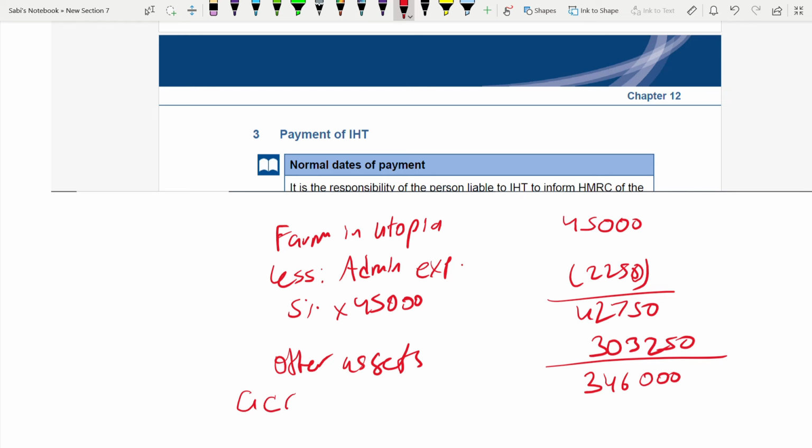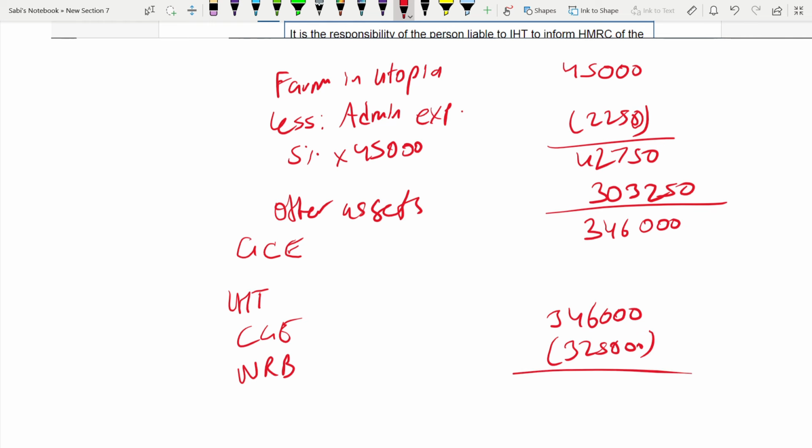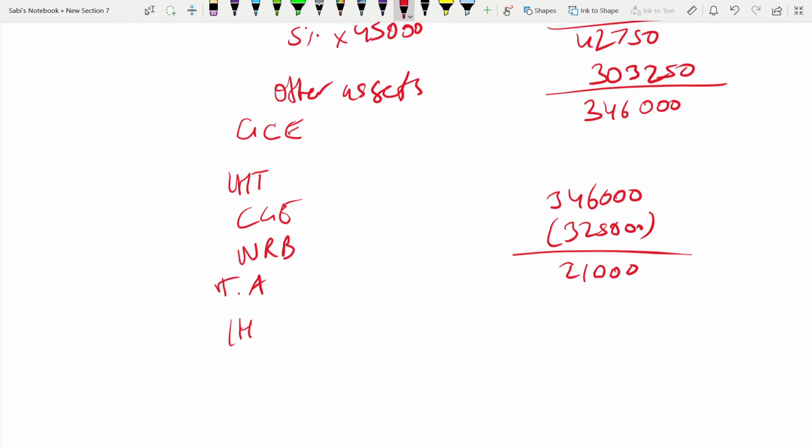Gross chargeable estate, GCE. Now I'm going to find the IHT on the estate value. So you start with the gross chargeable estate always, 346,000. Do not forget your nil rate band. No lifetime gift, so the full 325,000 you will get. Taxable amount is 21,000. TA. So IHT is at 40%. 40% on 21,000, which is 8,400.